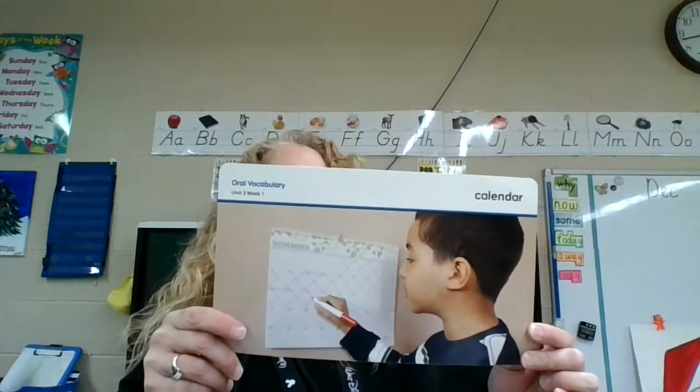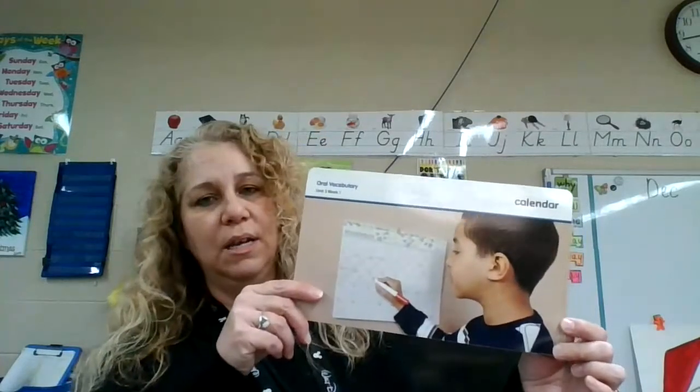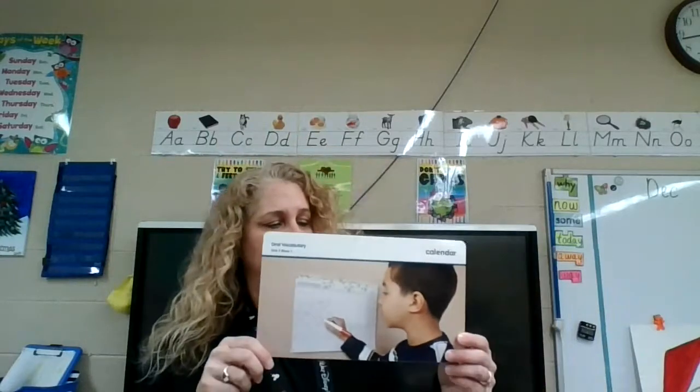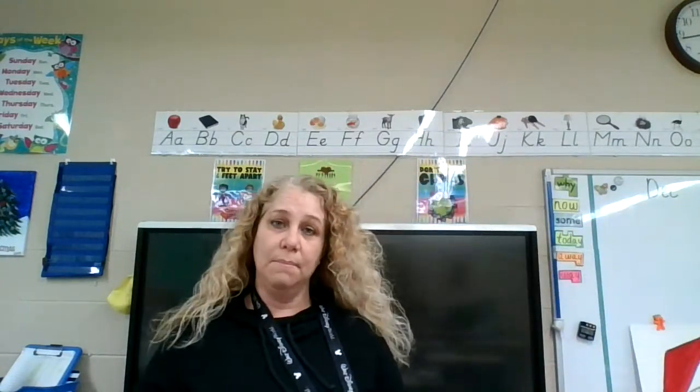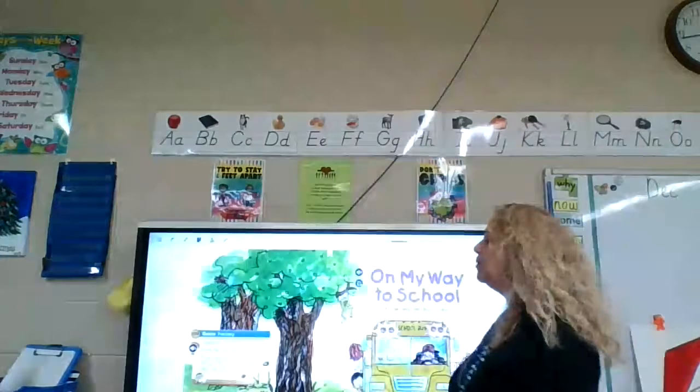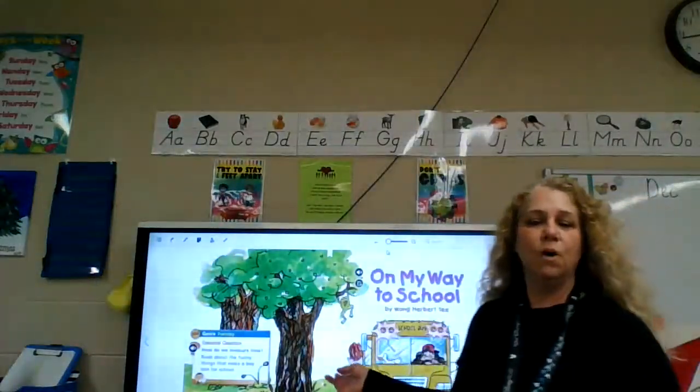And then calendar. Calendar is a chart that shows days, weeks, and months in a year. You might have a monthly calendar or a weekly calendar or a yearly calendar. A yearly calendar would be a calendar with all the months on it. Okay, those are ways of keeping track of time, and those are just different words that have to do with time.